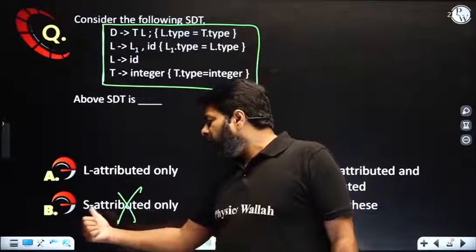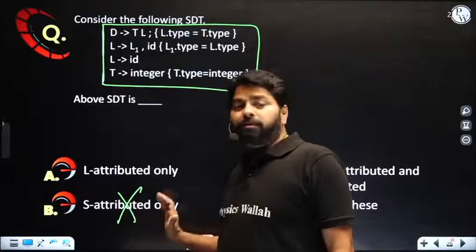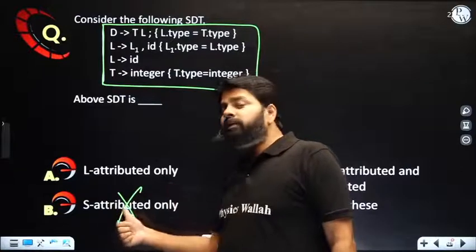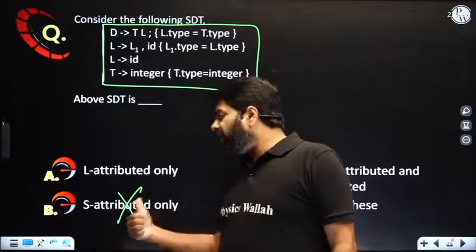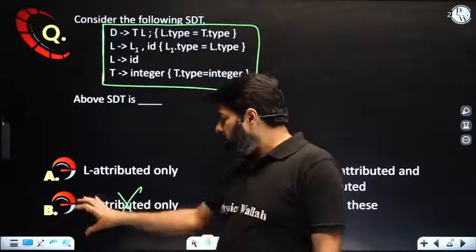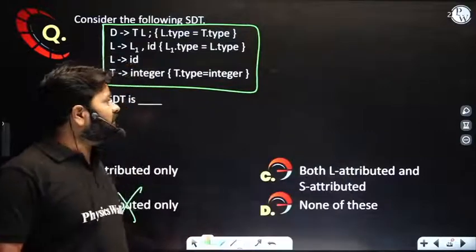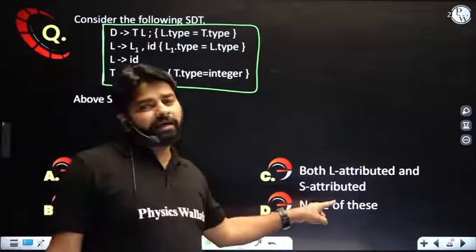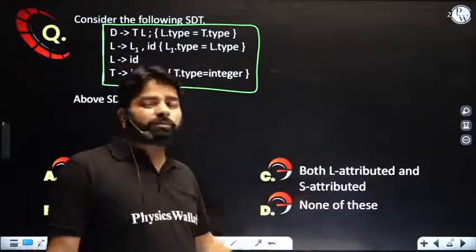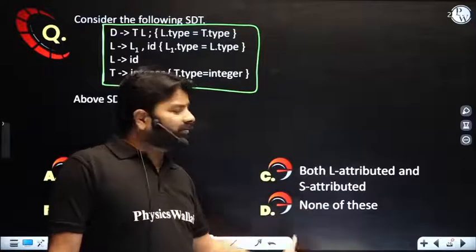I can't say S attributed only. I can say S attributed, but I can't say S attributed only, because every S attributed is what? L attributed. So carefully, this option we ignore all the time because of the word "only". It is possible both L and S, because if it is S, definitely it is both. Okay? And none of this might be possible.